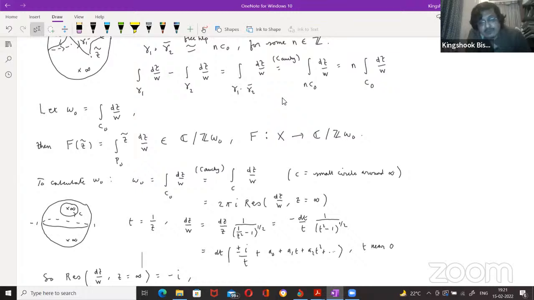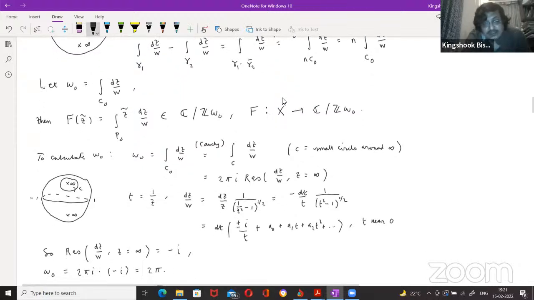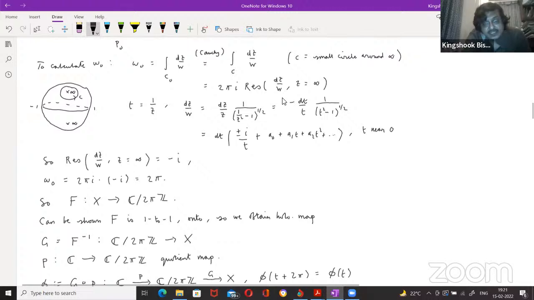So the residue at the first point at infinity will be plus i or minus i, and the residue at the other point at infinity will be the negative of the residue at the top point at infinity. Okay, so the residues at these 2 points at infinity will be negatives of each other, plus or minus i. So now let's suppose the residue is minus i. Then omega naught becomes 2 pi i times this residue minus i. So that becomes 2 pi. So this integral over the equator of dz over w is nothing but 2 pi.